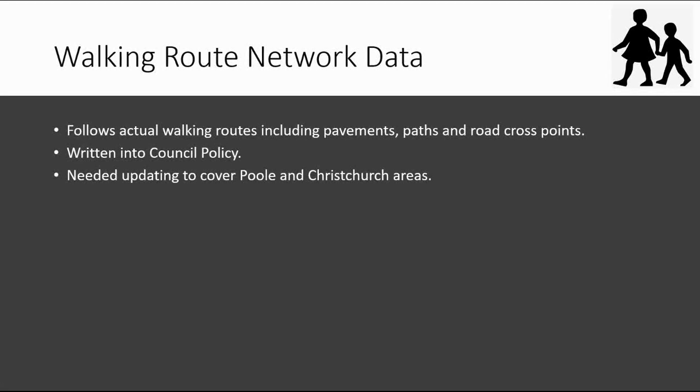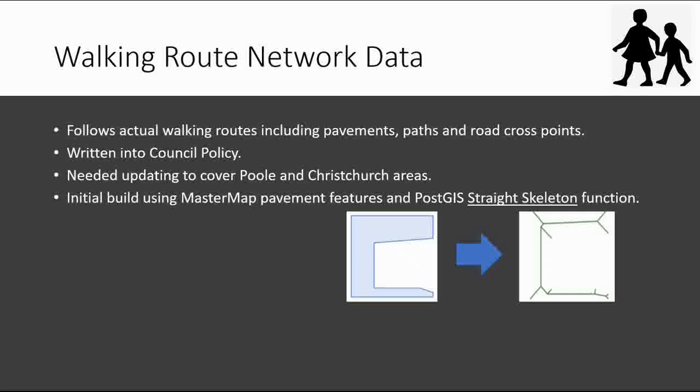This is a council owned data set and it needs to be updated. So I should mention at this point, at the time of this project, the BCP Council was formed with a merger of Bournemouth, Christchurch and Poole councils. And this use of the path network was only in use in Bournemouth, but we wanted to be able to use it for the whole of the BCP area. So as part of the project, we also needed to update the path network, not only to correct any changes, but also to include the areas of Poole and Christchurch. So this was a bigger task.